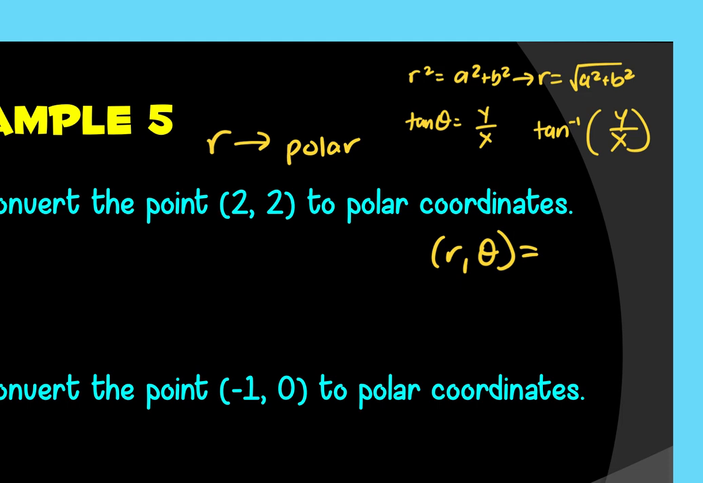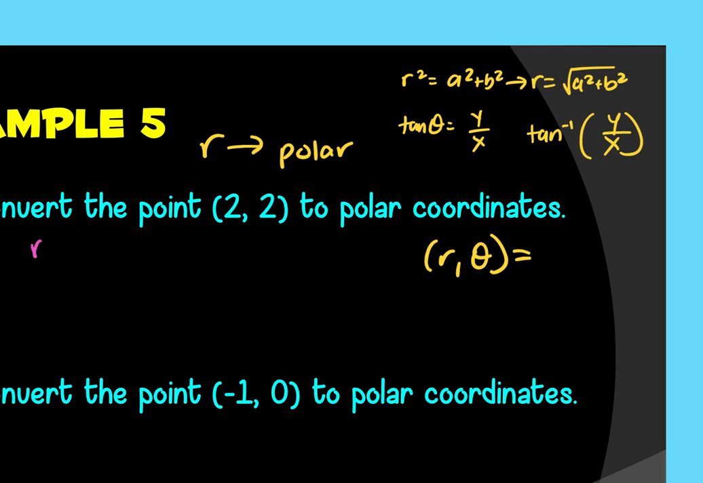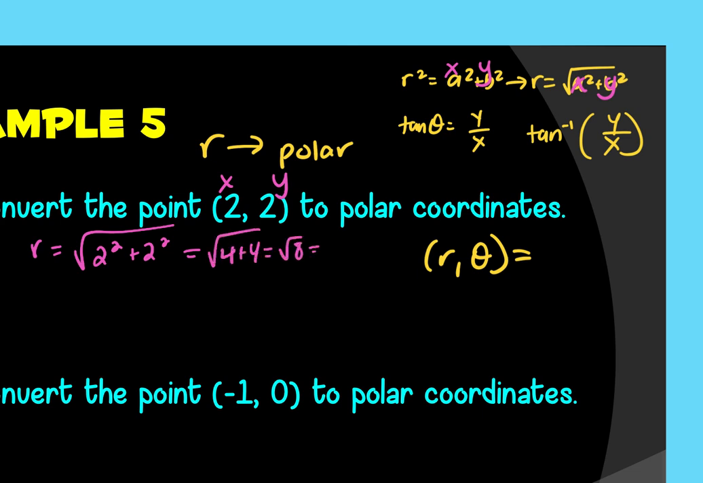All right, so r, this could be x or y, sorry, x, y. This is your x and this is your y. So r equals the square root of 2 squared plus 2 squared. Wait, is that supposed to be an answer? Yeah, a and b is same as x and y. This is x, y, same thing. So this is the square root of 4 plus 4, square root of 8, which ends up being 2 root 2. That's the r.